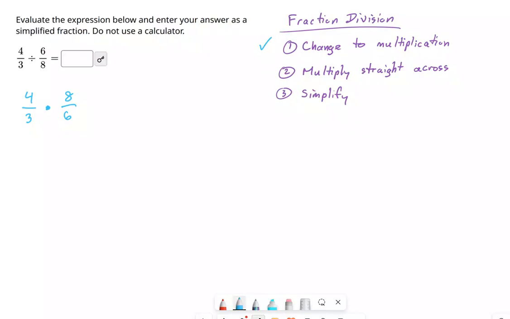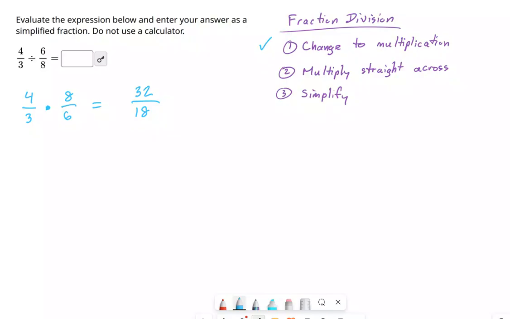So the next thing I'm going to do is actually complete that multiplication by multiplying everything straight across. So 4 times 8, that's 32. And 3 times 6, that's 18. So that's my answer in its unsimplified form, 32 divided by 18. Now we can do better than that by simplifying this fraction or reducing the fraction.